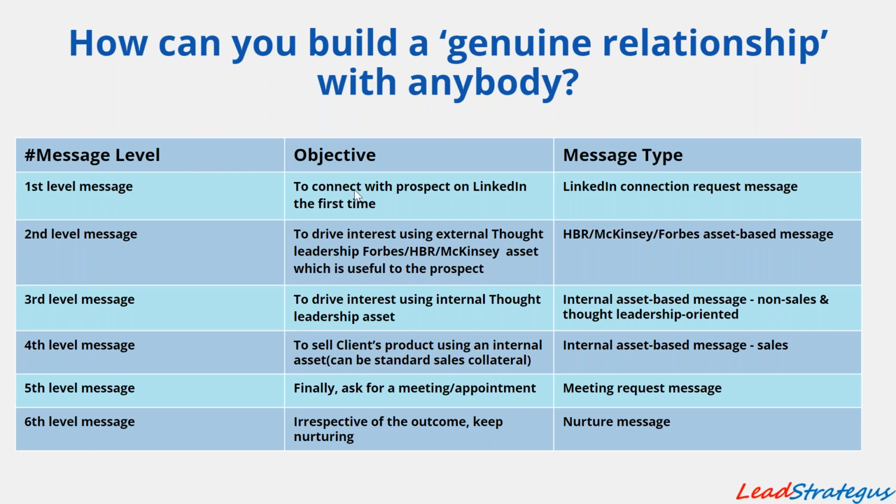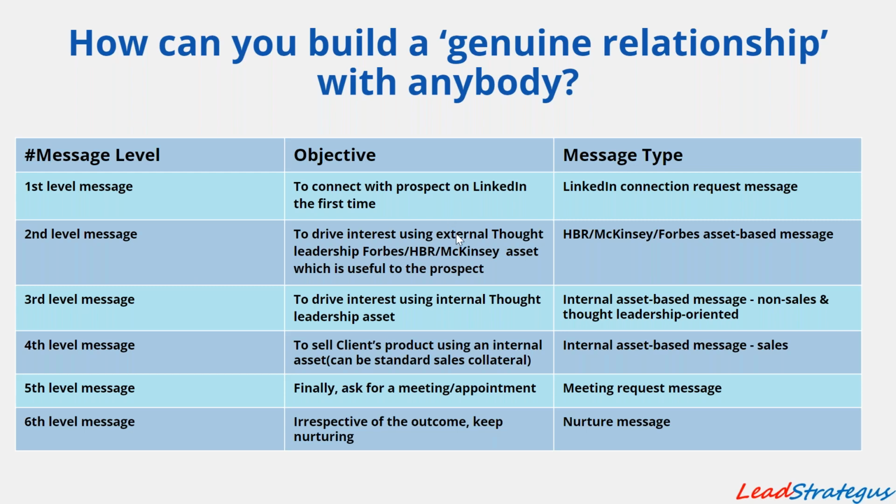The first level message is the personalized connection message that I was just talking about. It is based on deep-dive research on the prospect, learning about the prospect, his likes, dislikes, everything. Then the next set of messages, the second, third, and fourth level messages, are a combination of internal and external thought leadership. With these three sets of messages, it's mainly meant to show your always-be-helping side.